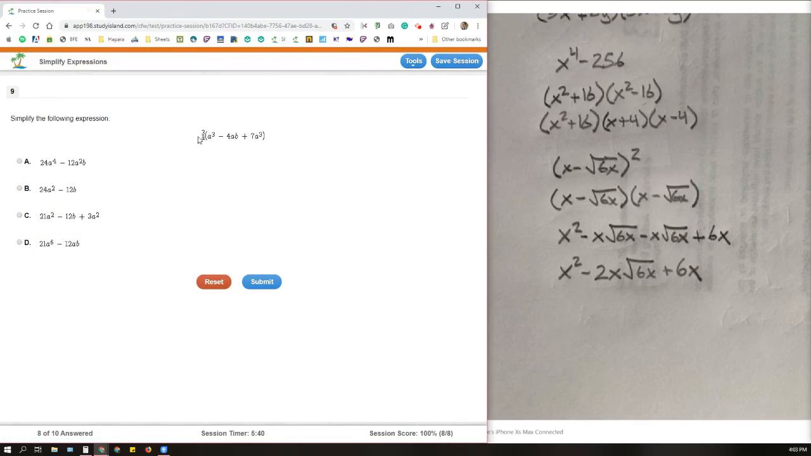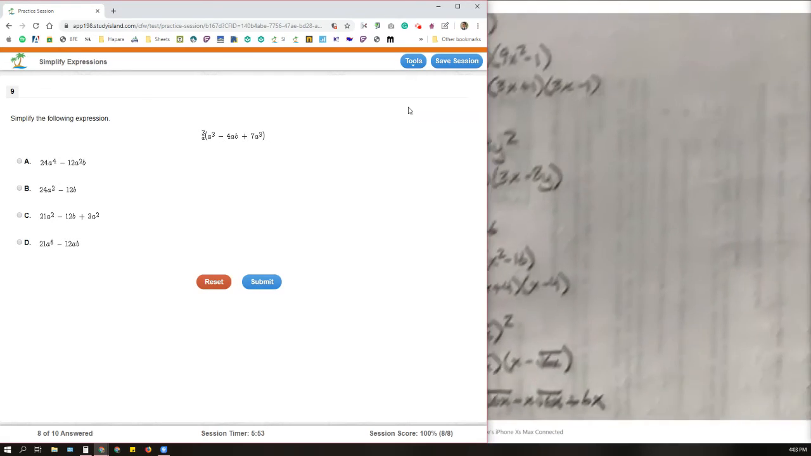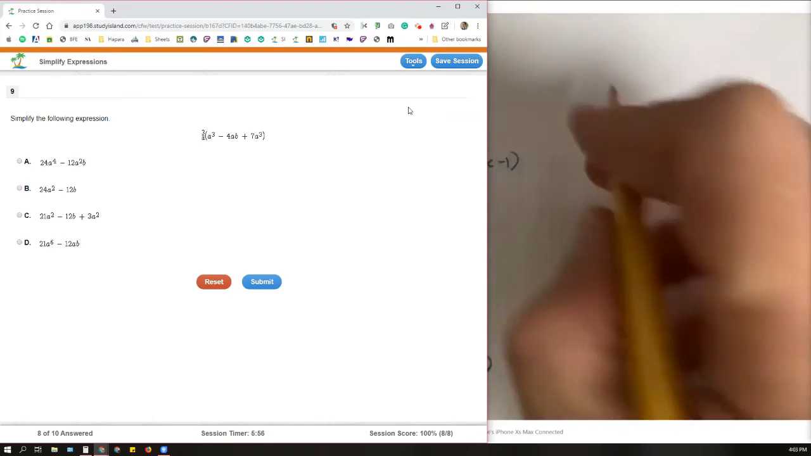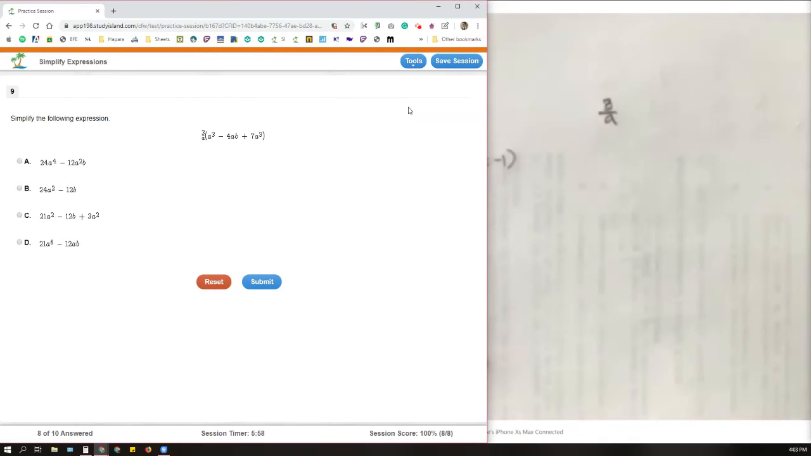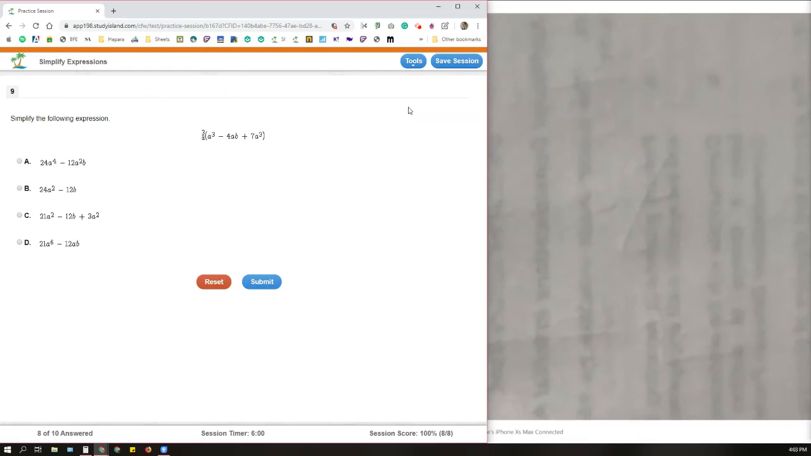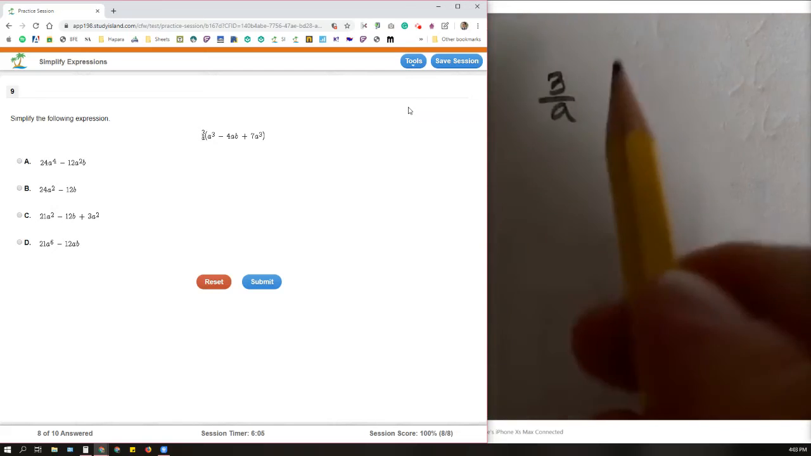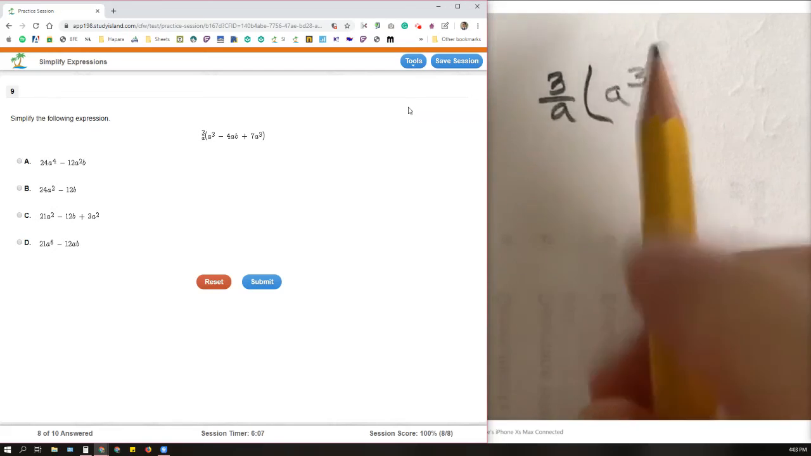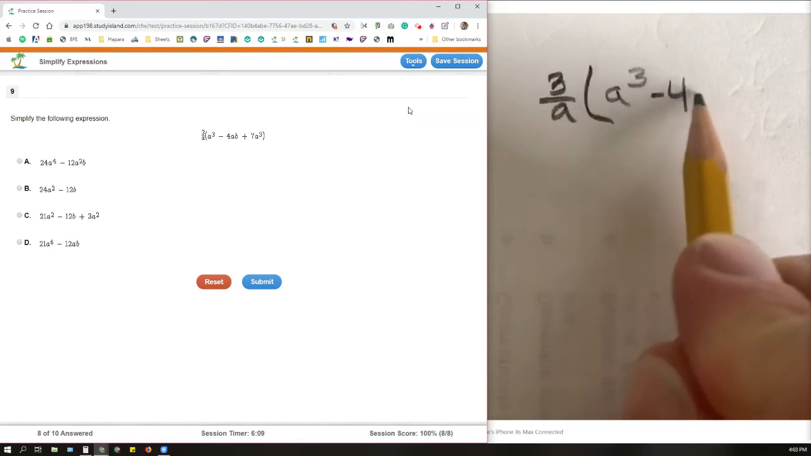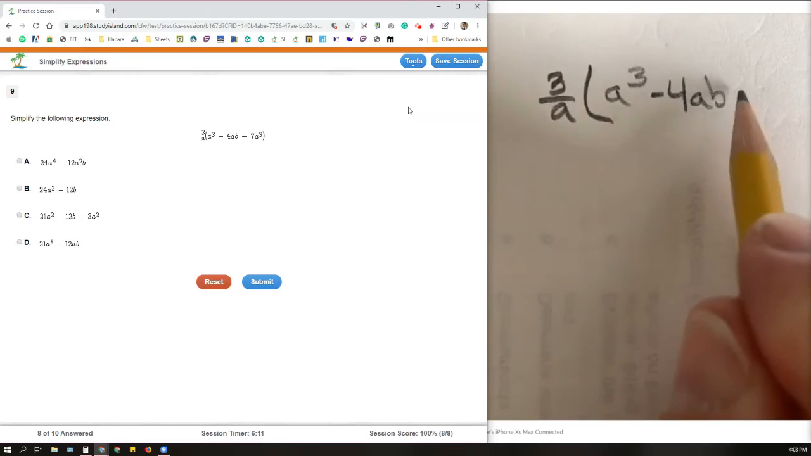Got another one. We've got a fraction as a coefficient in front of a trinomial, and it wants us to simplify it. Anytime that you have an entire thing like this, a good option is to just multiply everything out. So let's go ahead and do that. We have 3 over a. Let's try and make this a little bit easier to read. 3 over a times a to the third minus 4ab plus 7a cubed.